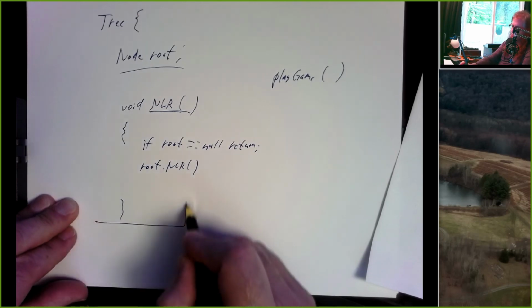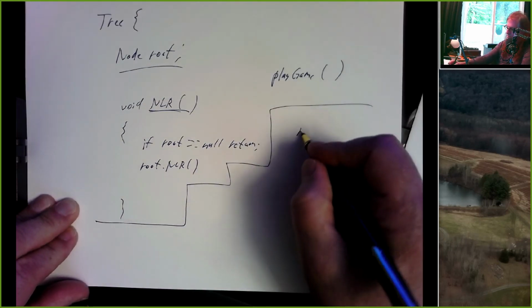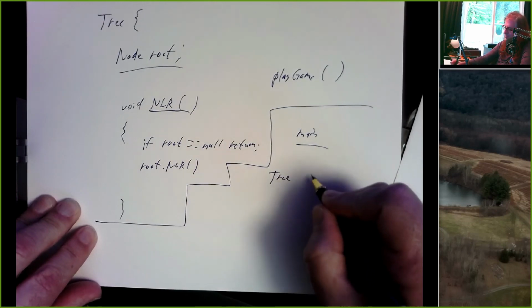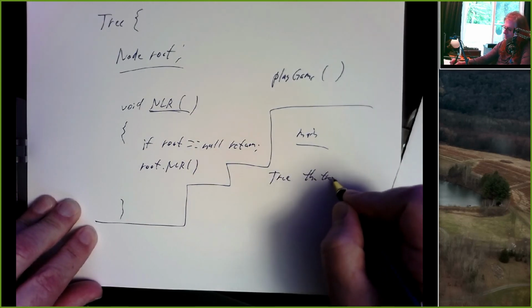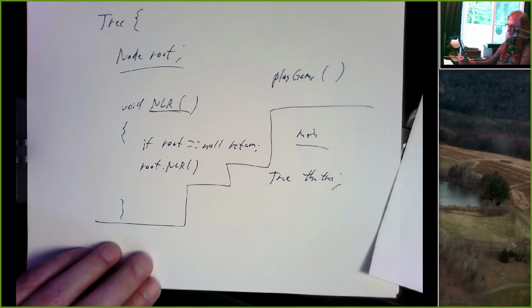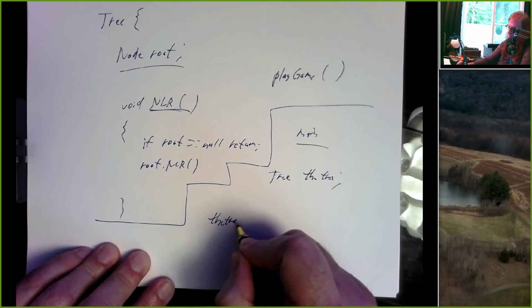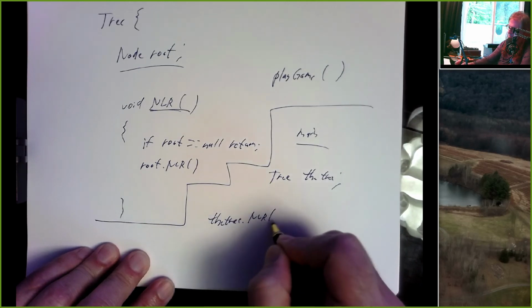But we're doing this because in our main code, we're going to do something like, you know, the tree. And then when we want to traverse it, we might say, you know, the tree dot node left right.